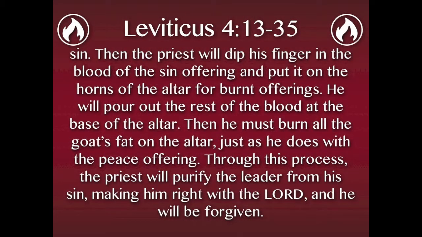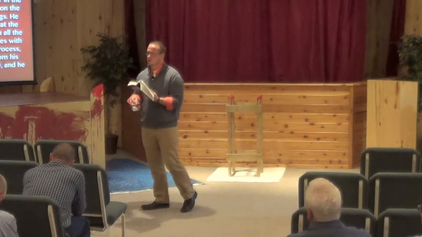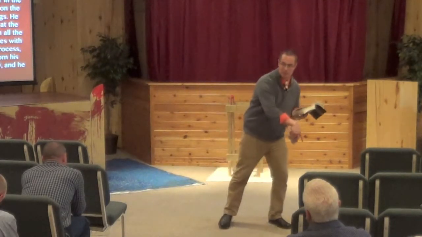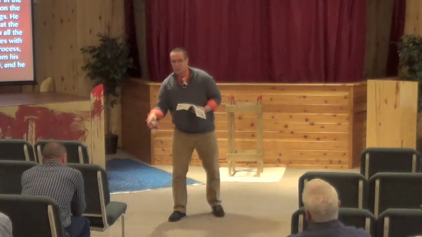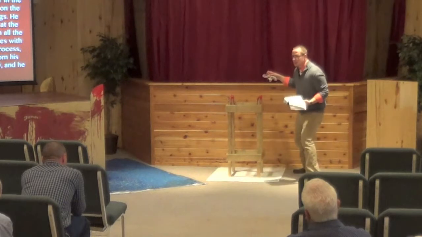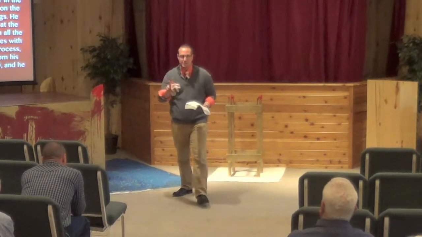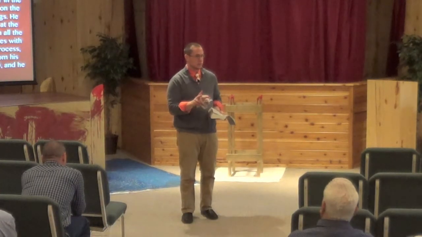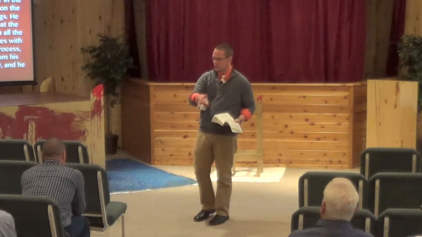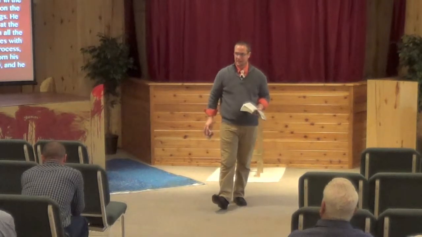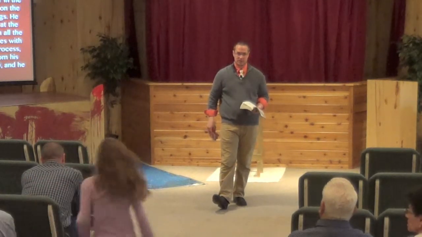Halfway through verse 25, he will pour out the rest of the blood at the base of the altar. Then he must burn all the goat's fat on the altar, just as he does with the peace offering. Through this process, the priest will purify the leader from his sin, making him right with the Lord, and he will be forgiven. So a couple of big differences between the sacrifice that the leader brings and the sacrifice that the high priest brings. The blood doesn't go into the tabernacle, into the very presence of God. And the blood doesn't go on these horns, it stays outside. Second big difference, the animal is less valuable. The penalty for a leader sinning is not the same as the penalty for a high priest sinning, which is weird. And we'll come back to that.